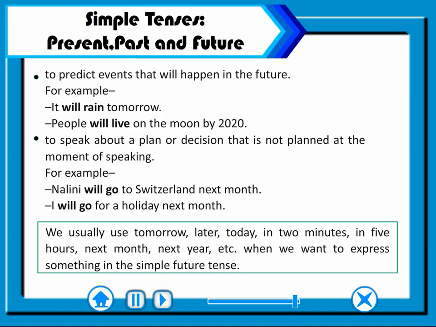We usually use tomorrow, later, today, in 2 minutes, in 5 hours, next month, next year, etc. when we want to express something in the simple future tense.